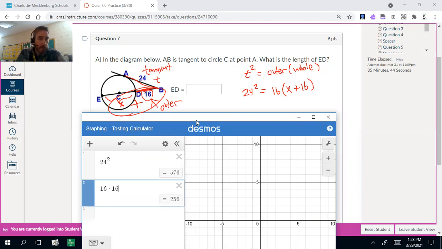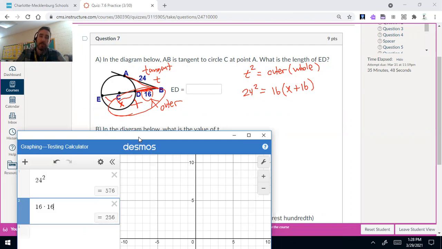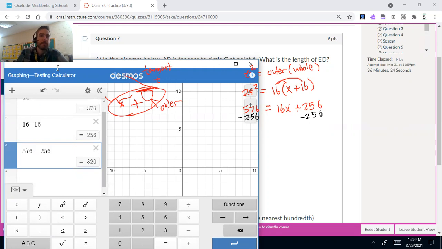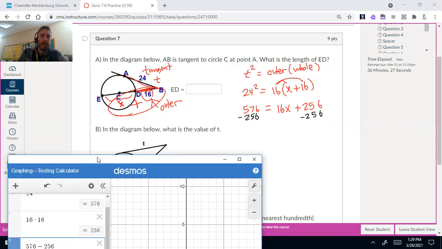All right, so I will guide you through some of the calculations. 24 squared is 576. You can see that from my calculator over here. So we get 576. And then I'm going to distribute the 16. 16 times x is 16x. 16 times 16 is 256. All right, next we want to subtract that 256 from both sides. So 576 minus 256, not sure what that is, so let's test that out. So it's 320. So 320 is going to be what 16x equals.